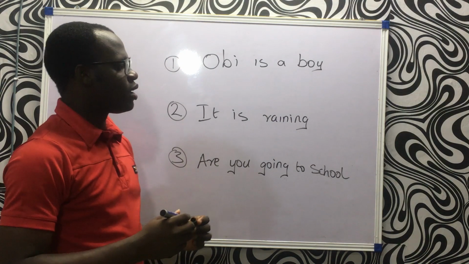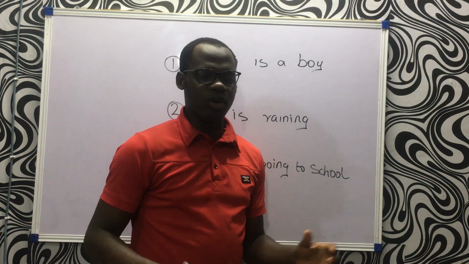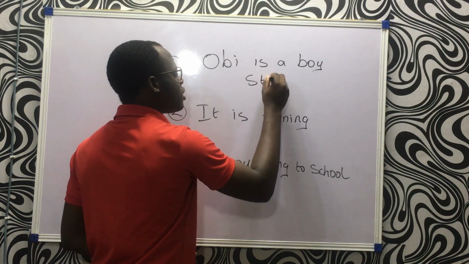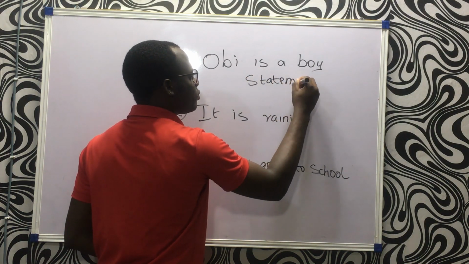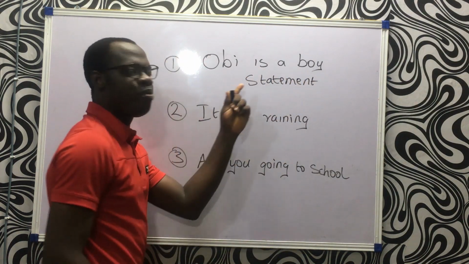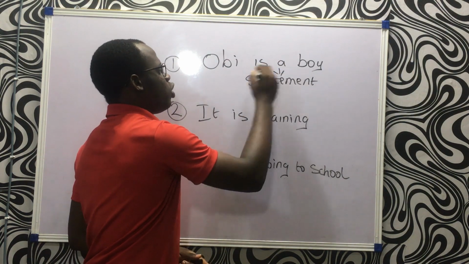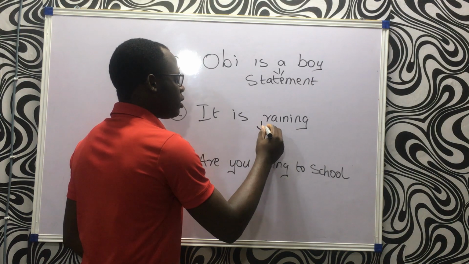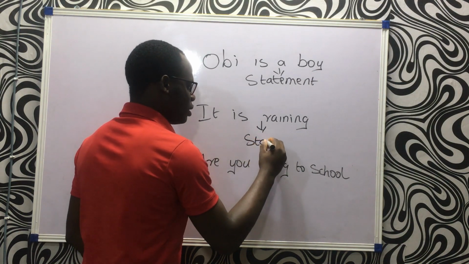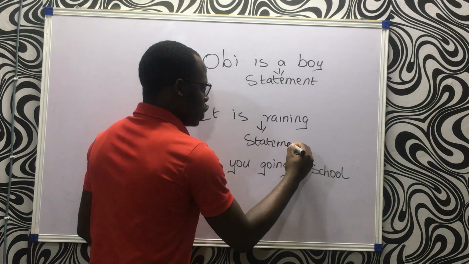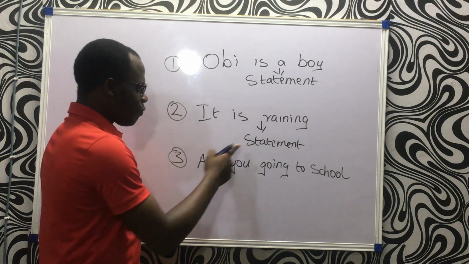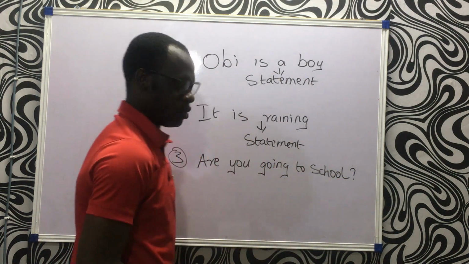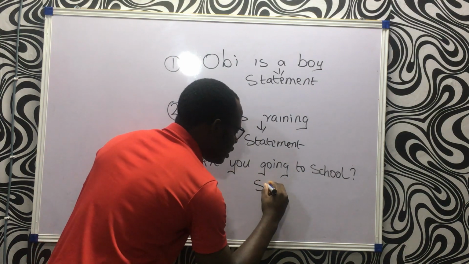So example number one says Obi is a boy. In this instance, this sentence is a statement. It is raining is a statement. But when we have "are you going to school?", this is a question. This becomes a sentence.